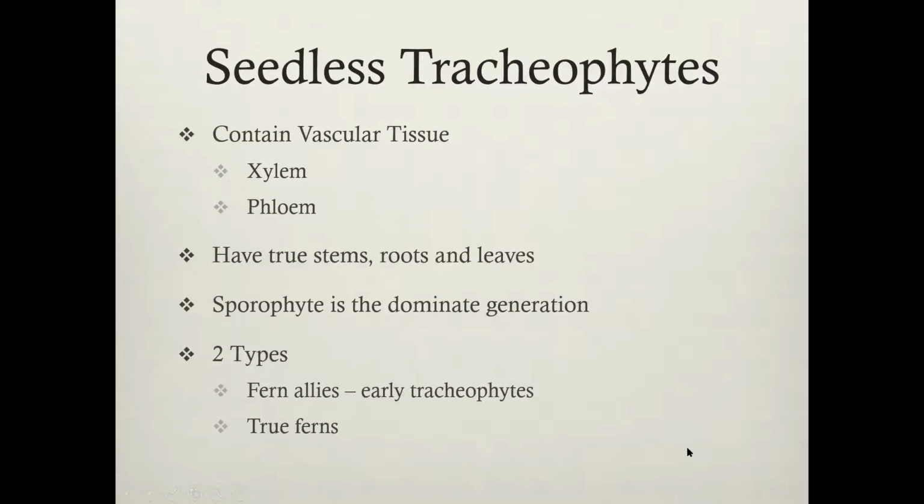Okay, again, some characteristics of seedless tracheophytes. They have vascular tissue. They have xylem and phloem. We'll talk more about xylem and phloem in future lectures when we talk about plant anatomy. But for right now, just know that vascular tissue is made up of these two special cells called xylem and phloem. Now, with seedless tracheophytes, they have true stems, roots, and leaves.